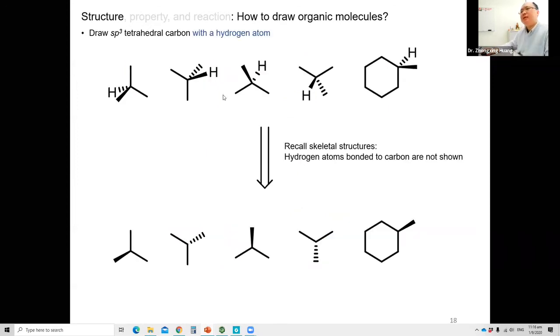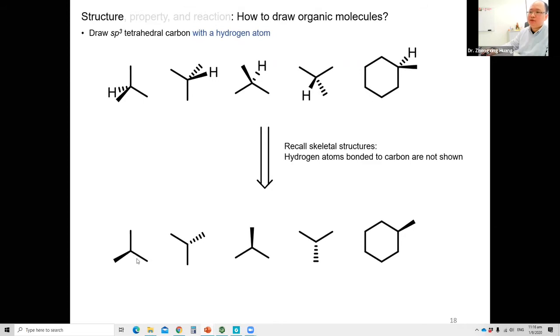Okay, another special case about drawing the sp3 tetrahedron carbon is if you want to draw the carbon with hydrogen atoms. So we assume that you have a hydrogen carbon here, right? The standard way, as I pointed out in the previous slide, is to draw it like this. But it's too complicated, because when you draw the skeletal structure, you have to omit the hydrogen, right? So when you omit the hydrogen, do this. You can draw up the rest of the substituents here.